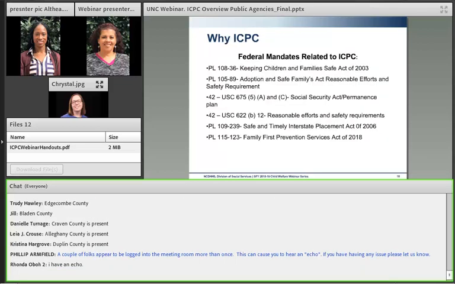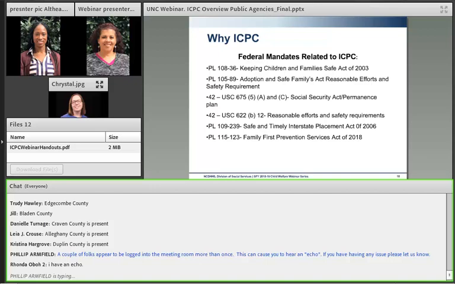So why ICPC? These are some federal mandates that outline the administrative framework for ICPC. They are provided here for your reference, for you to go back and review on your own. But these are very important to understand because these mandates ensure that we process cases within a safe and timely manner and make certain that our children are being kept in a safe placement. It also ensures that their needs are being met.